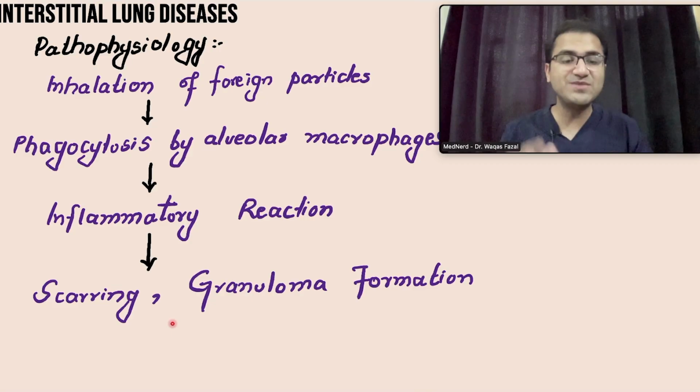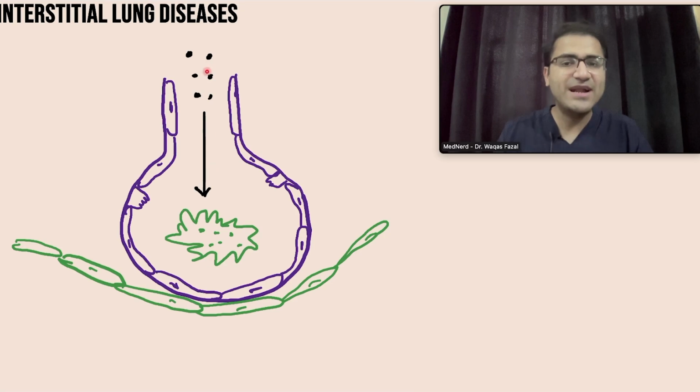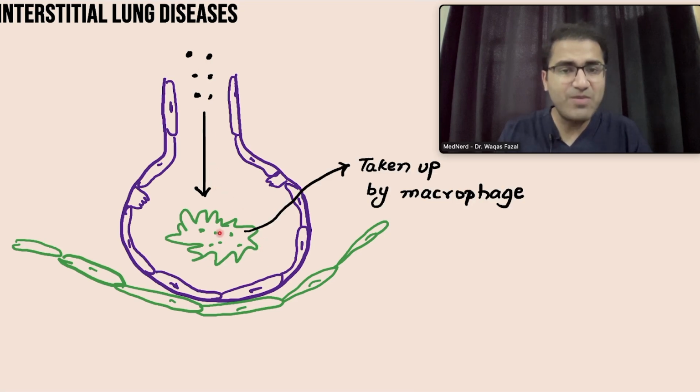trigger. But the proposed mechanism is that sometimes a foreign agent, a foreign particle gets inside the alveoli, and inside the alveoli it is taken up by the macrophages. When the macrophages take it up, they result in inflammation. They start the inflammatory reaction. They produce cytokines that result in inflammation, and that inflammation destroys the alveolar wall.